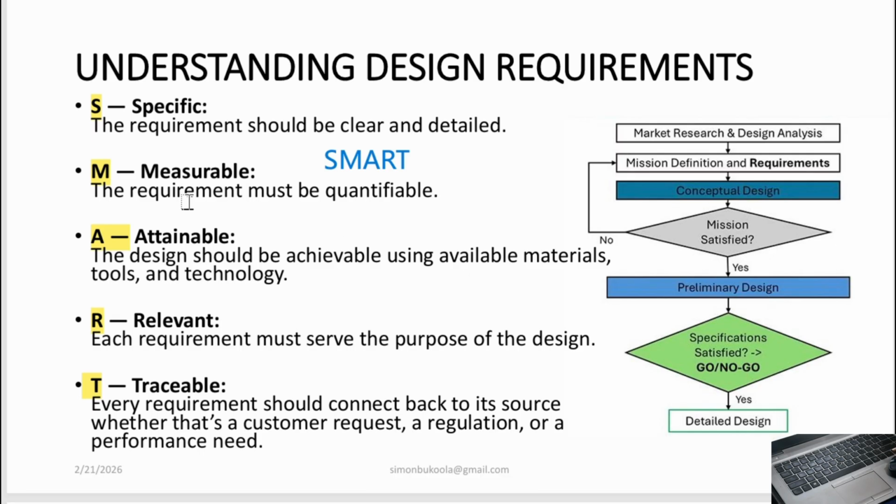Then measurable, which means you can check or test it, like a tolerance of 0.2 millimeters. Then attainable: the design should be achievable using available materials, tools, and technology. A good engineer doesn't design things which are impossible. Relevant: if the requirement doesn't support the goal, then it's unnecessary.